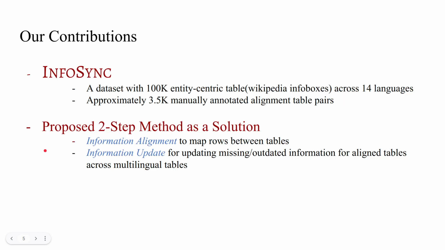And to solve this problem, we have contributed a dataset of 100,000 Wikipedia Infoboxes across 14 languages in 21 diverse categories, as well as a set of 3,500 manually annotated alignment table pairs, including a metadata analysis of the alignment pairs. We propose a two-step solution to information synchronization. The first step is information alignment, where we find rows with similar information across the two tables. This is then used in the next step, which is information update, where we use the previous results to update the missing or outdated information.